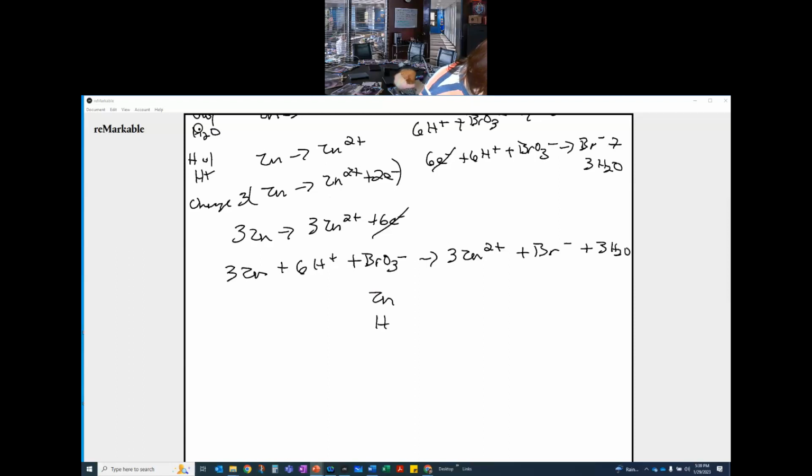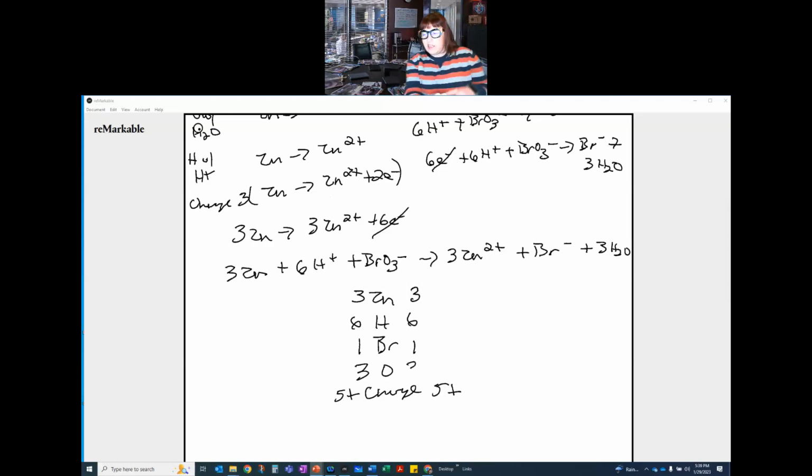Zn, H, Br, and charge. I have 3 Zn, I have 6H plus, I have 1 Br, and I have 3 O. My charge on this side is 6 plus, I have 1 minus, so this is 5 plus over here. I have 3 times 2 is 6 for my charge there, 1 minus, so it's 5 plus charge. I have 3 Zn, 1 Br, 6 H, and 3 O. Yes, awesome. We did that.